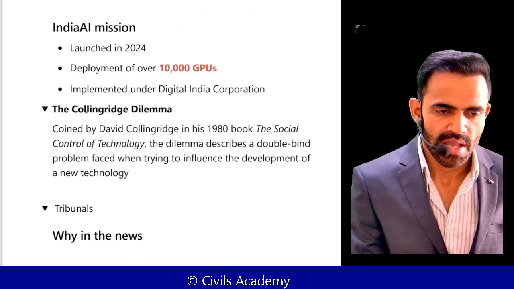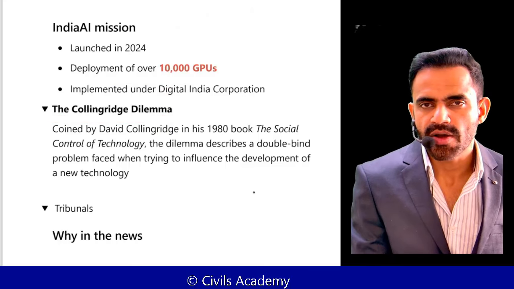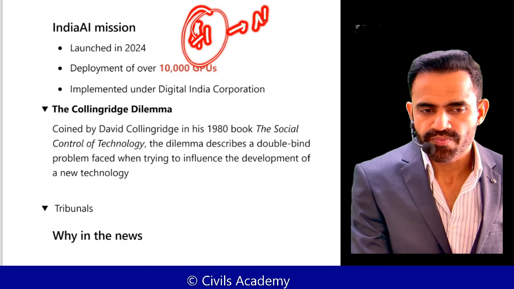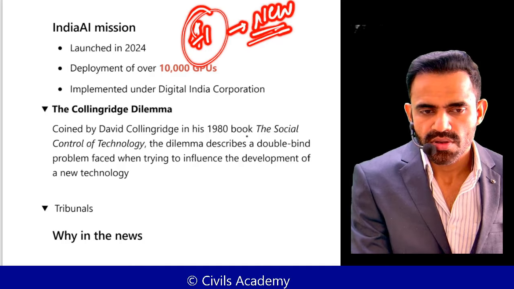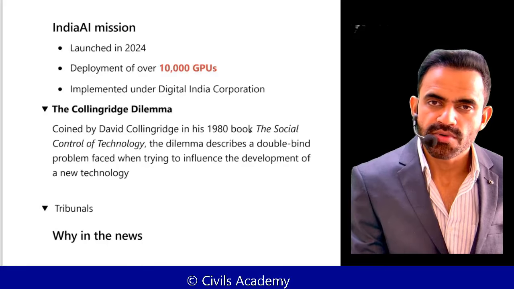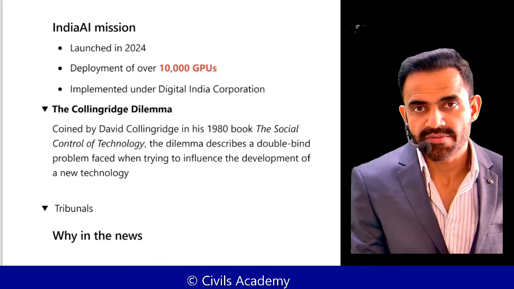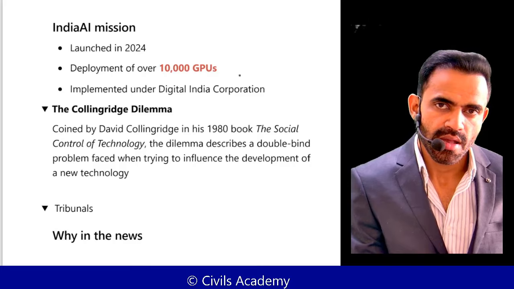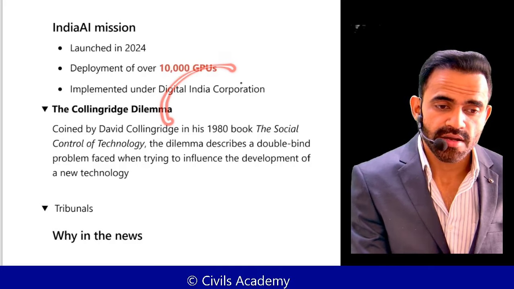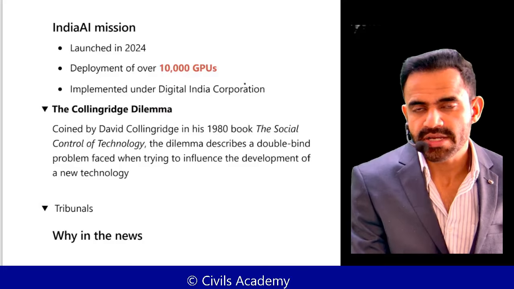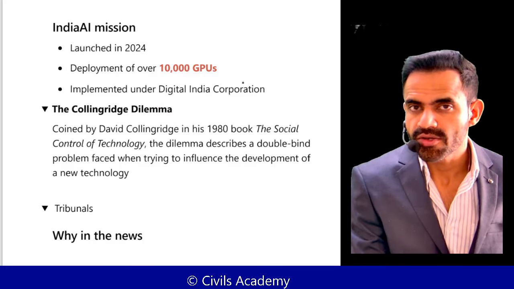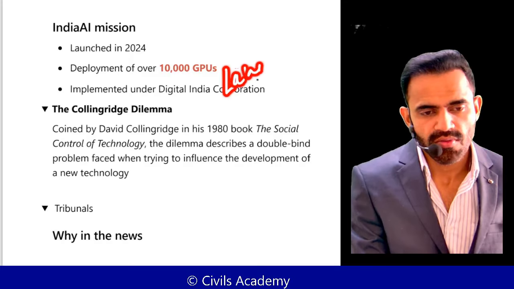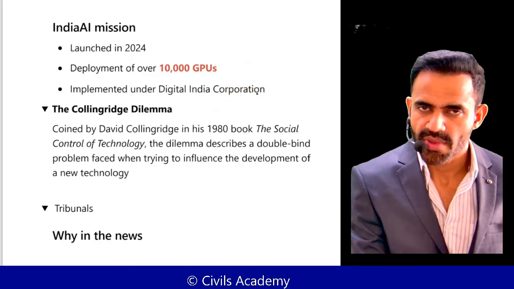Okay. Then there is the Collingridge dilemma. What is this dilemma? Understand. When AI is new, countries hesitate to regulate it. Why? Because if they regulate too much, it will hinder the development of AI. But once AI is well developed, then it will be very difficult to regulate. Why? Because now AI is changing very fast. The law does not change that fast. Okay, this is a major issue.